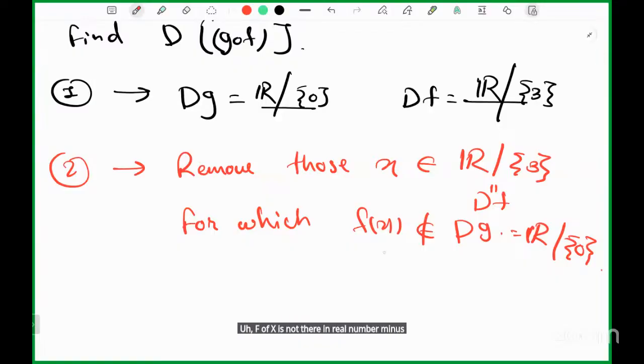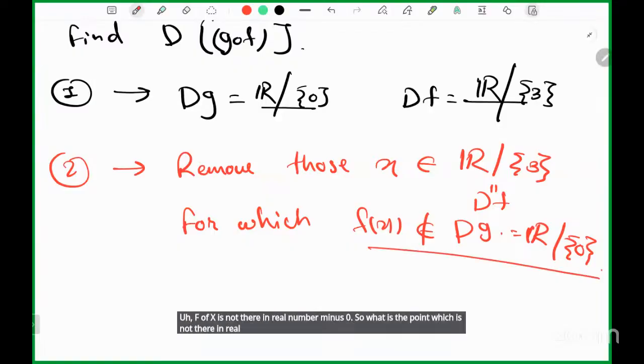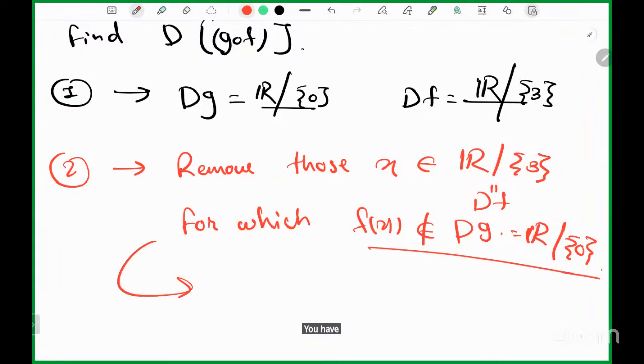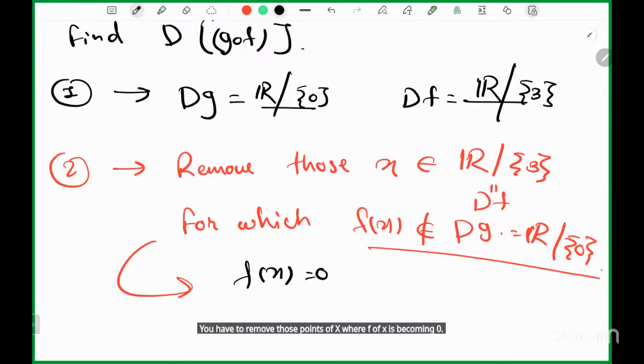So what is the point which is not there in real number minus 0? Ultimately, you have to remove those points of x where f of x is becoming 0, because 0 is the only point which is not there in the domain of G. So is there any point where 1 by x minus 3 is equal to 0?